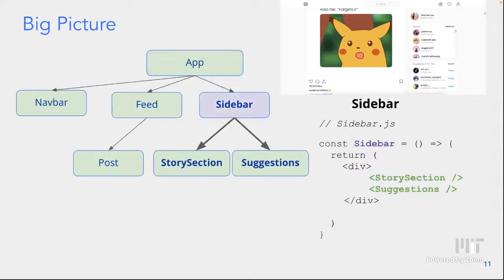But then the sidebar can be divided into more things. And then you would just, in the sidebar file, in its own file, you would just tell it what to return. And you would return the components that you want. And they look like their own little HTML tags.